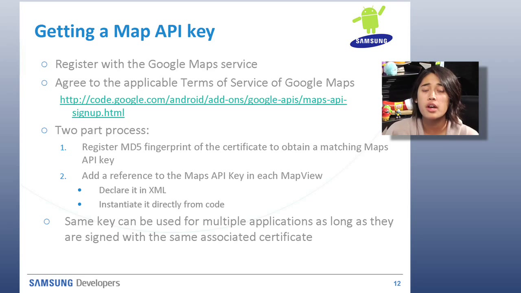The first is registering the MD5 fingerprint of the certificate that you're planning on signing your application with, on the website that will then give you the Maps API key. Then the second is to add a reference to that key within each MapView. You can do that either in XML or you can instantiate it directly from your code. The cool thing is the same key can be used across multiple applications. As long as you're signing with the same certificate, you'll be able to use the exact same key rather than having to re-register or reapply for different keys for different applications.